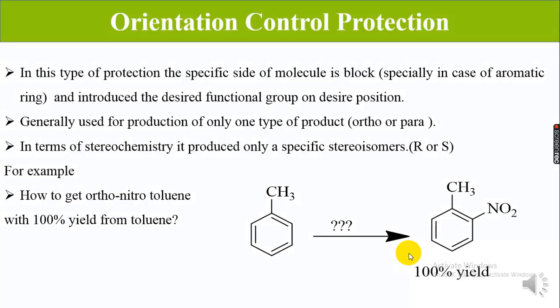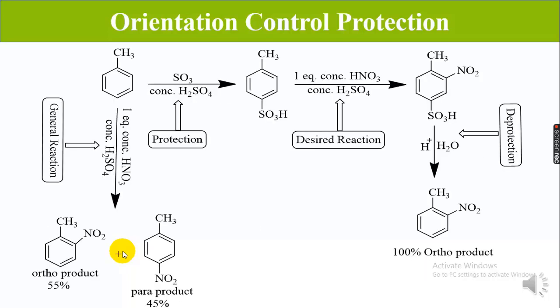Protecting groups also control the orientation. Here we have methyl benzene and we want to get only ortho nitro methyl benzene, not toluene. How can we get it? We can get it by protecting this group. So in terms of stereochemistry, we can get only the R or S isomer, ortho-nitrotoluene.